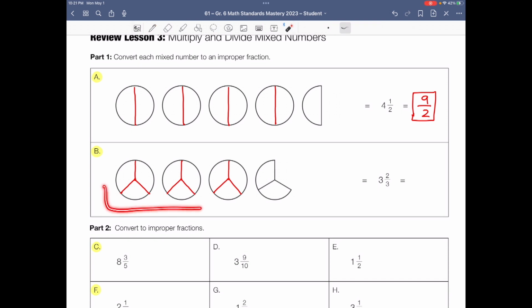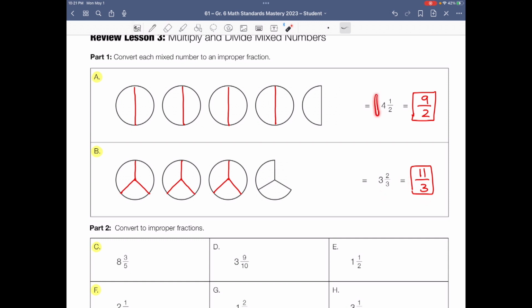And now we have all thirds. So let's count all of the thirds. We have 1/3, 2/3, 3/3, 4/3, 5/3, 6/3, 7/3, 8/3, 9/3, 10/3, and 11/3. Write down 11/3 and box your answer. So 3 and 2/3 is equal to 11/3.